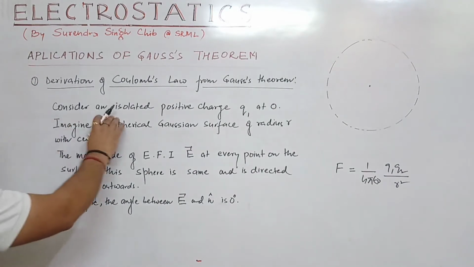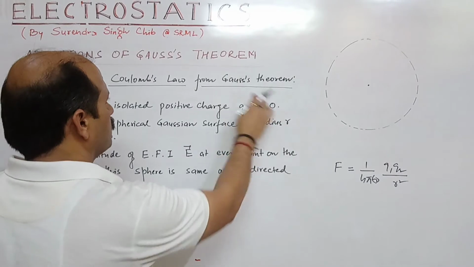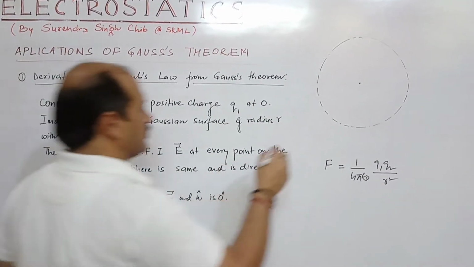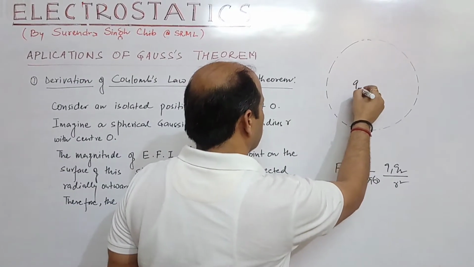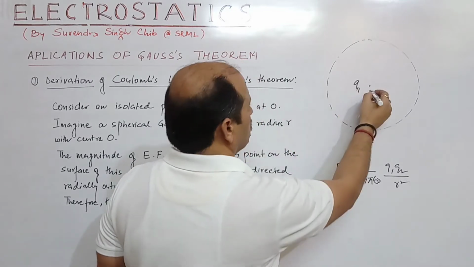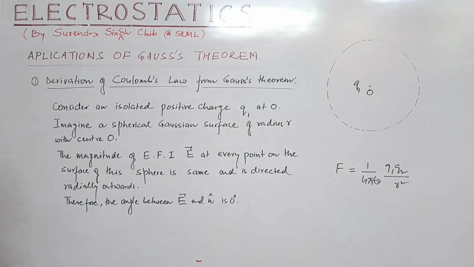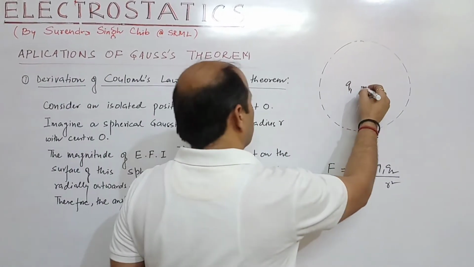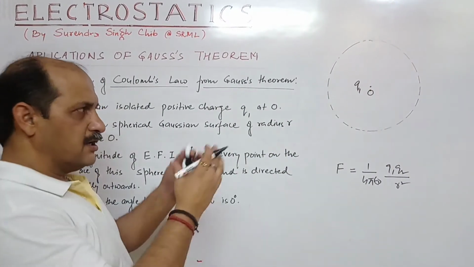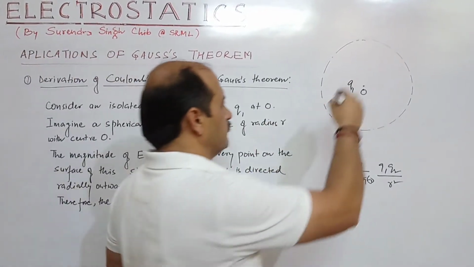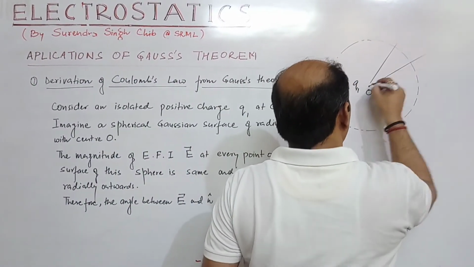So let us consider an isolated positive charge q1 at O. तो मान लेते हैं चार्ज q1 है, isolated, it is in vacuum and it is kept at O. एक चार्ज q1 है जिसे हमने O पे रखा हुआ, तो इसके कारण इलेक्ट्रिक फील्ड कैसे होगी? चारों तरफ रेडियली आउटवर्ड्स होगी, लाइक दिस, मालूम है आपको.